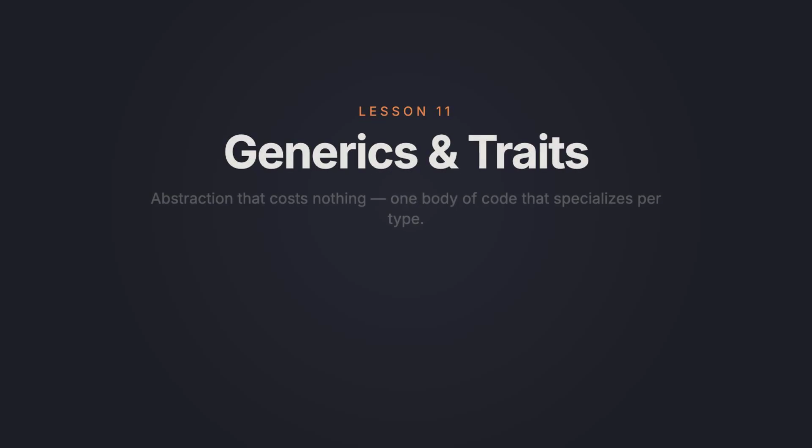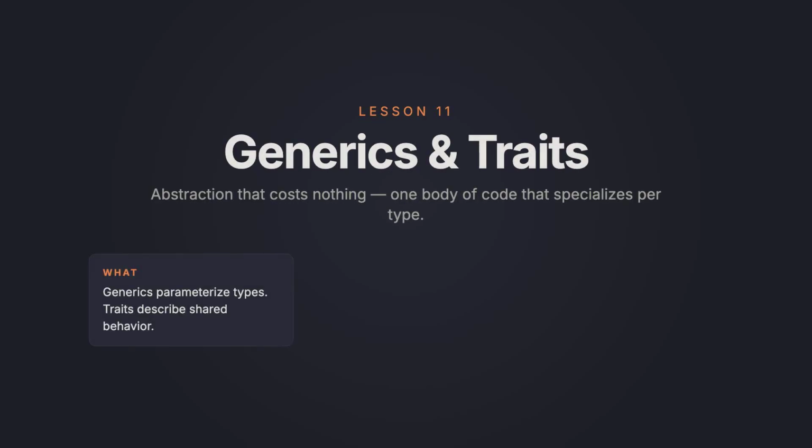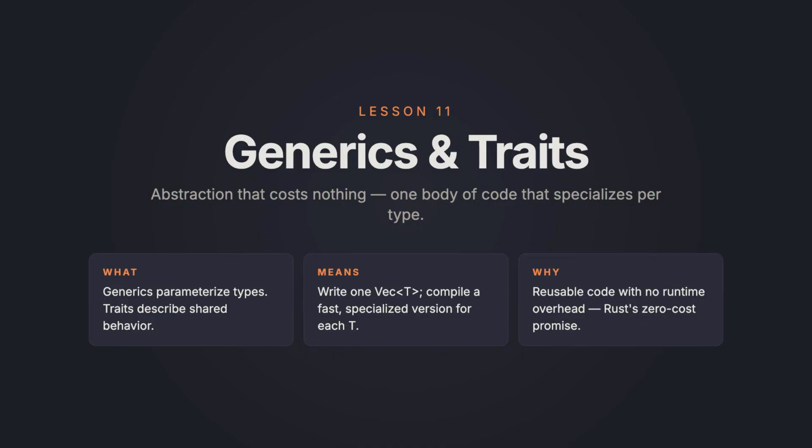Welcome back. Today we're looking at two features that together form the backbone of Rust's type system: generics and traits. These are what let you write code once and use it many times across many types while still getting full type checking and zero runtime overhead.